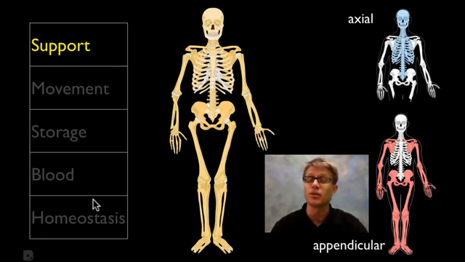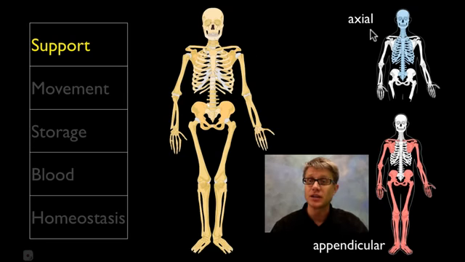So let's start with the thing that we're all familiar with. A function of our skeleton is to support us. It holds me up. It also offers protection. I wouldn't be able to stand upright if it weren't for my endoskeleton. And also it protects vital organs. In other words, this skull is protecting my brain, or this rib cage is protecting my organs in my thoracic cavity.